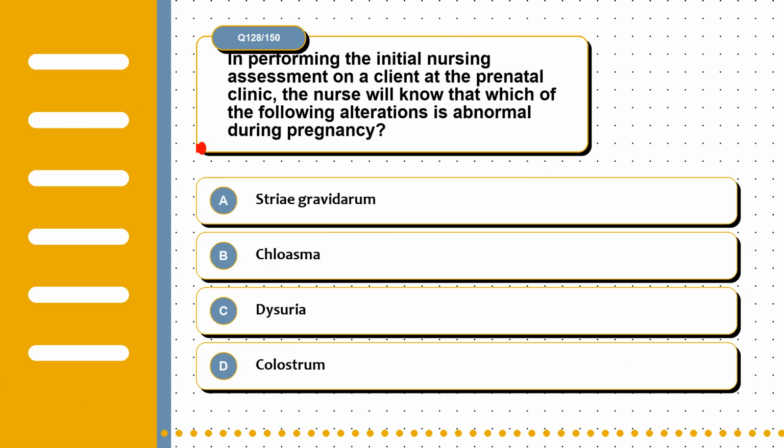Question 128. In performing the initial nursing assessment on a client at the prenatal clinic, the nurse will know that which of the following alterations is abnormal during pregnancy? Here are the options. Option A, striae gravidarum. Option B, chloasma. Option C, dysuria. Option D, colostrum.